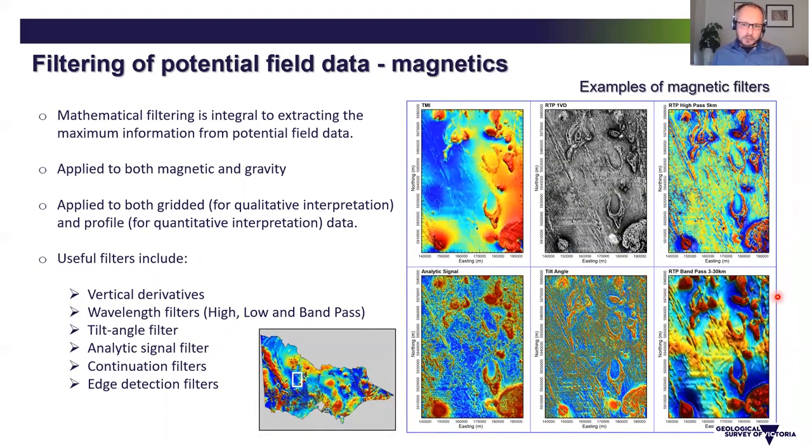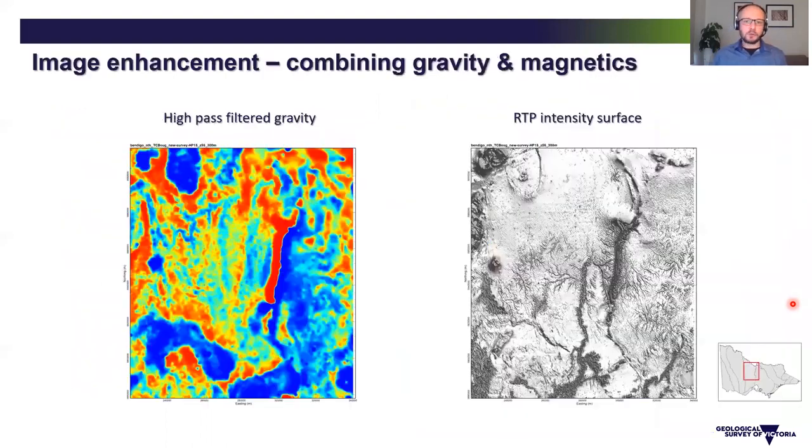And we can do a similar thing with the magnetics. So you can see here, there's a TMI, a standard magnetic data set. And once we apply all these different types of filters, we're getting different sets of information about the geology and about what's happening in different levels of the crust from the magnetics as well.